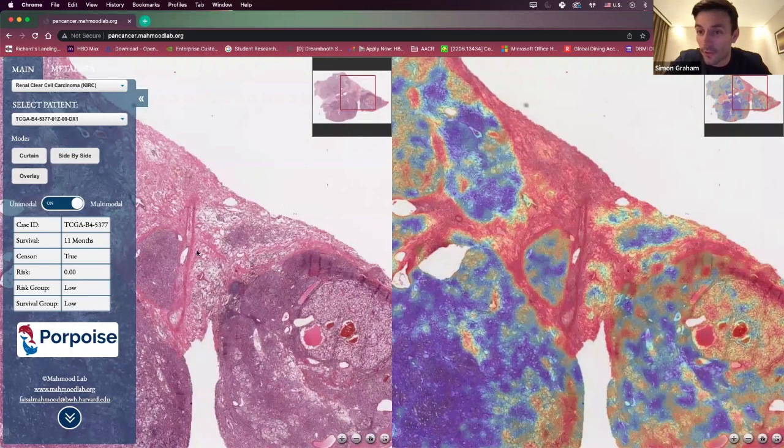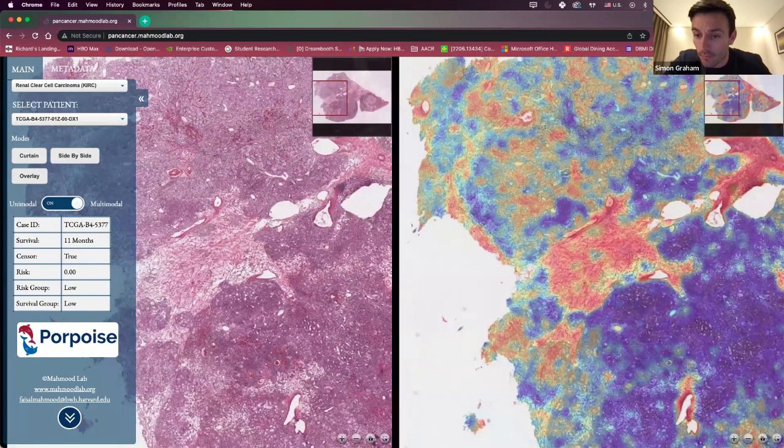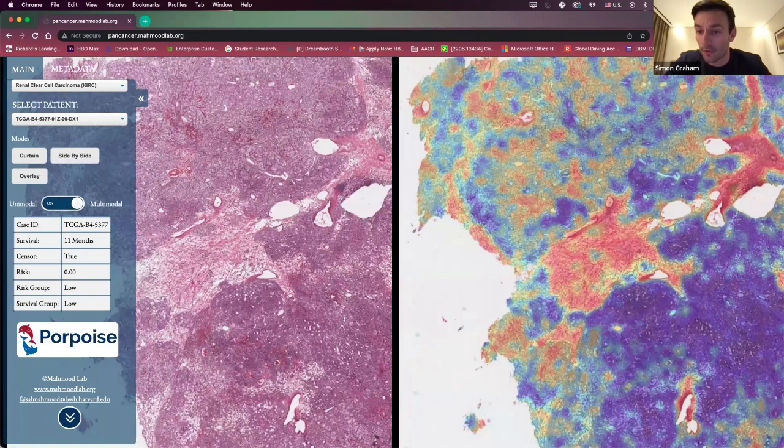We've got 2 questions to field, if that's okay, Richard. So first of all, from Clara, she asks, what would your explanation be that multimodal does not always improve C-index performance for some cancer types?